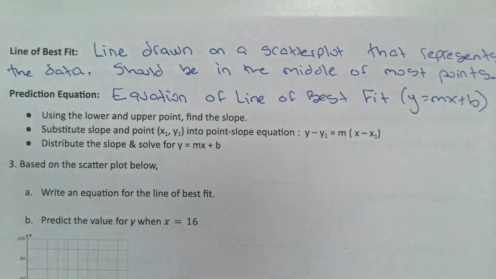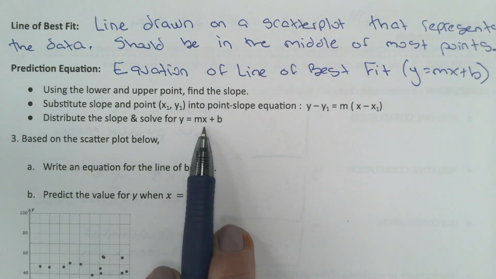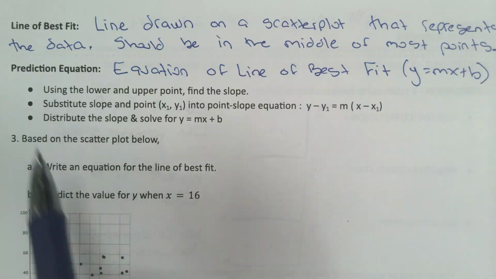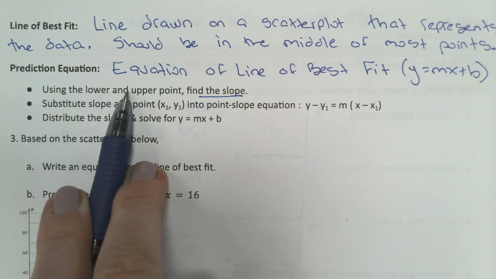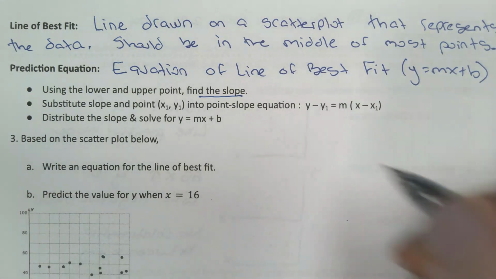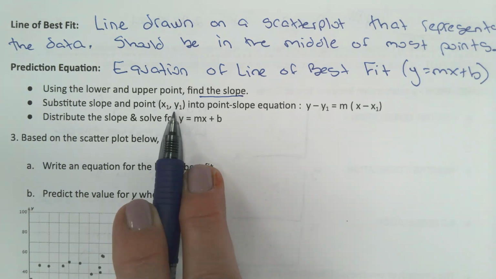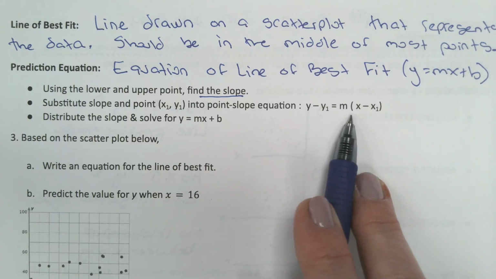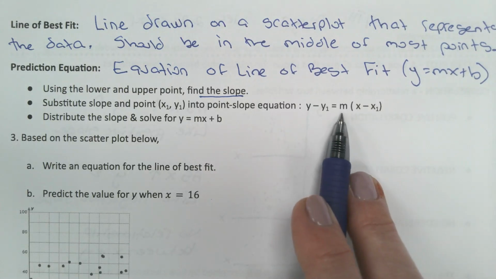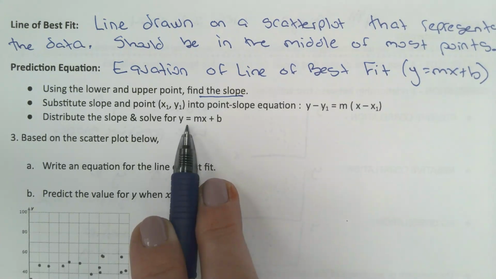It's probably been a while since you've written the equation of a line of best fit. So this is some Algebra 1 review here. First thing you're going to do is find slope. So it says using the lower and upper limit, find the slope. Substitute the slope and the point. So x1, y1 is a point that you know into y minus y1 equals m times x minus x1. So this is the equation of a line in what we would call point slope form. And then finally we're going to solve for y.